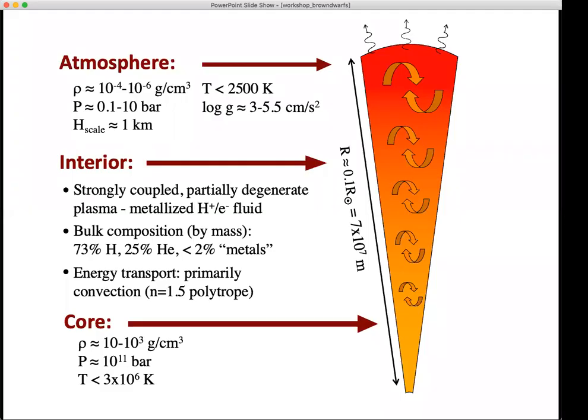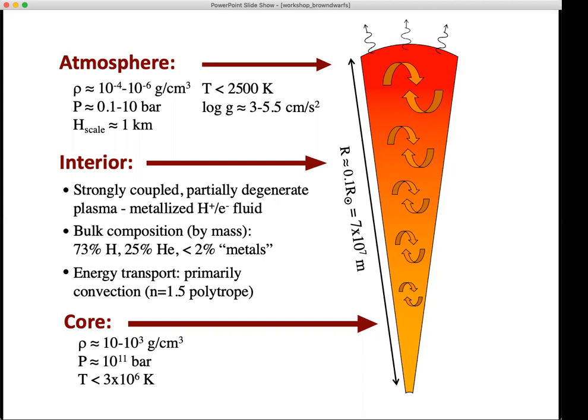So again, thinking about the fact that they're very peculiar, these are some of the key details of the physical properties of these objects, from the atmosphere down to the core. Again, the temperatures have to be pretty low, particularly if they've cooled over time. And their interiors are interesting because, first of all, they're very dense. And so the type of material that you have here is what we call a strongly coupled, partially degenerate plasma. Partially degenerate refers to electron degeneracy.